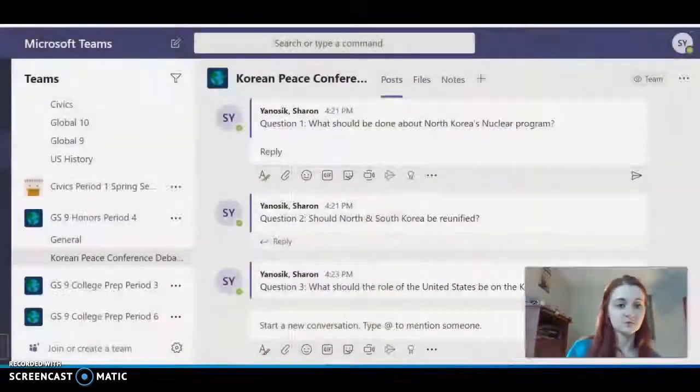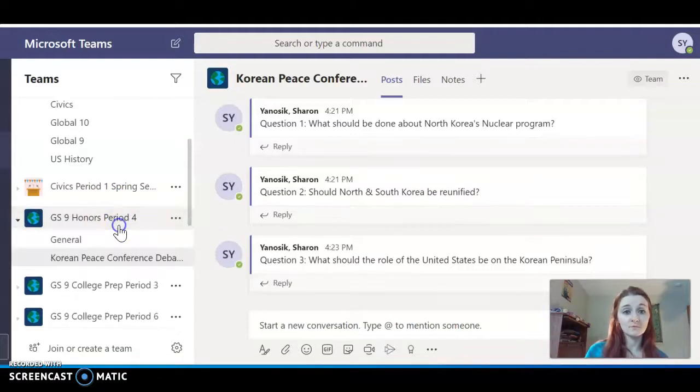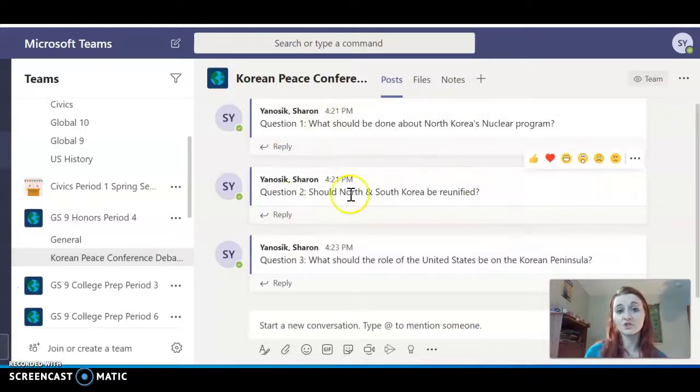So I'm going to switch over to Teams here. I'm using period 4, although period 5, you also have exactly the same setup, so it's not going to look any different. When you get to your period, you are going to find the Korean Peace Conference debate. You're going to click on that. That will bring you to this page, which shows you the 3 questions that were our roles.